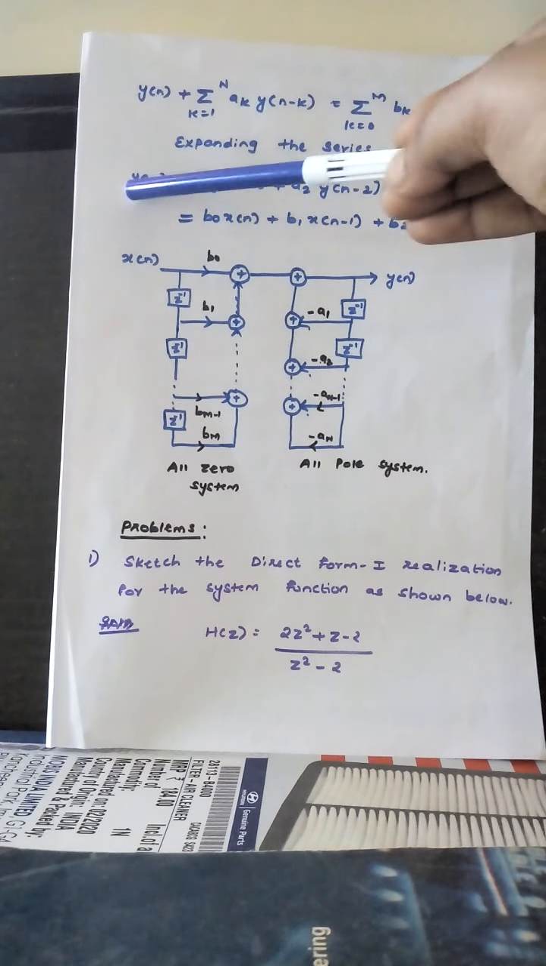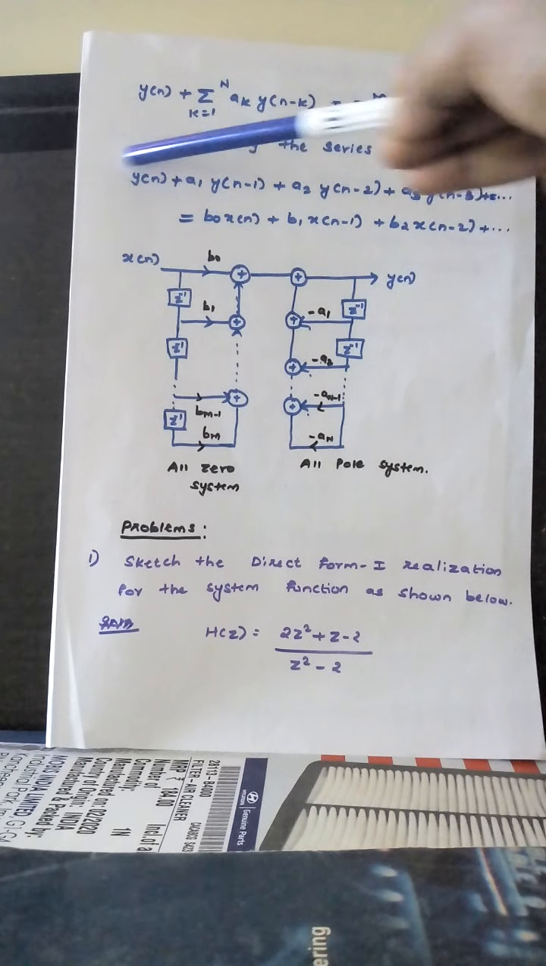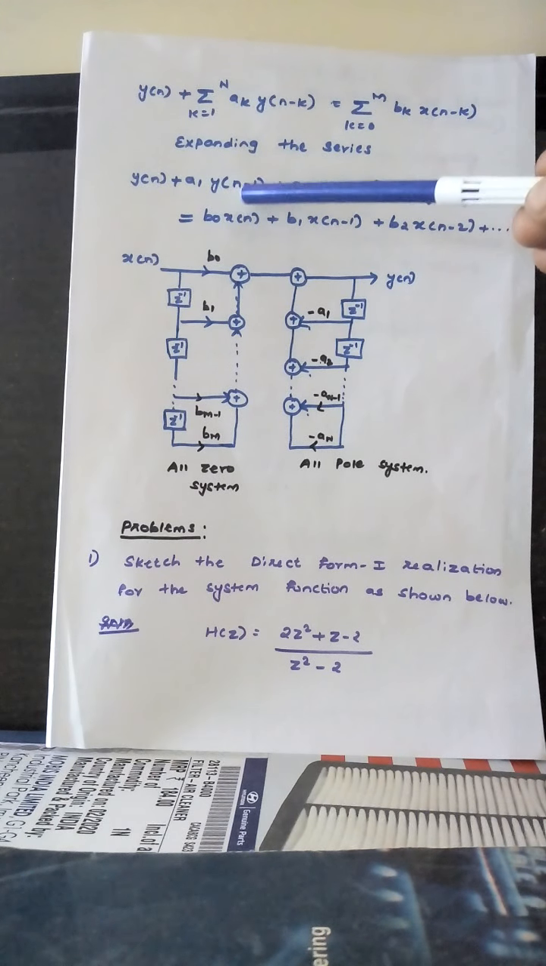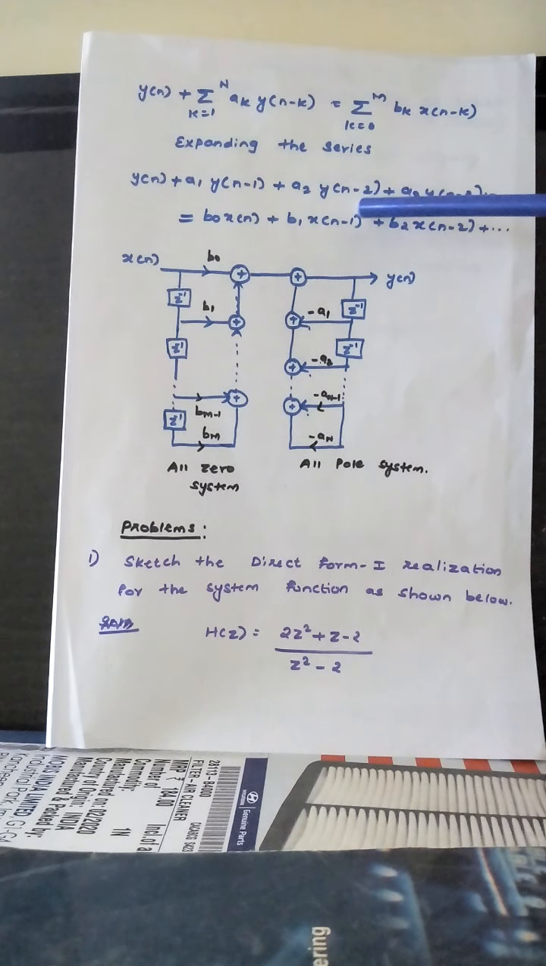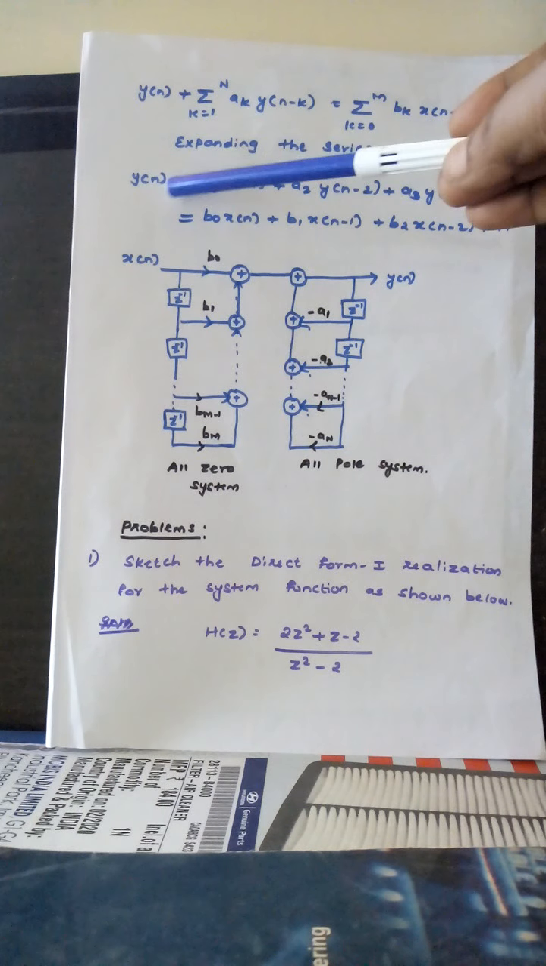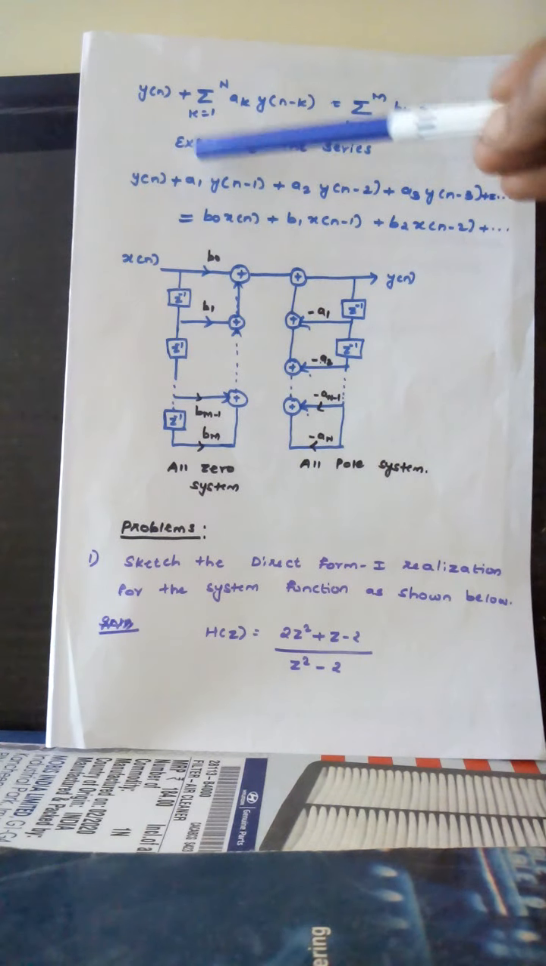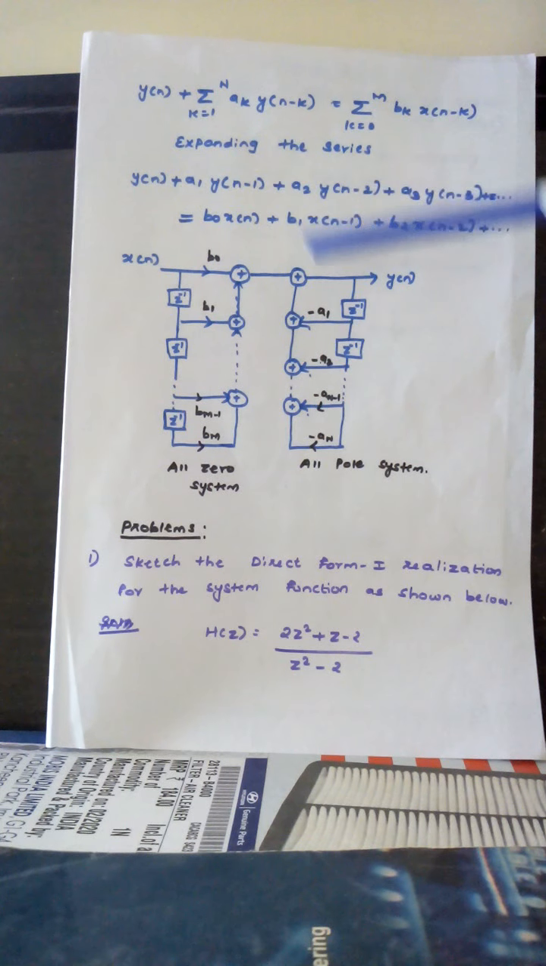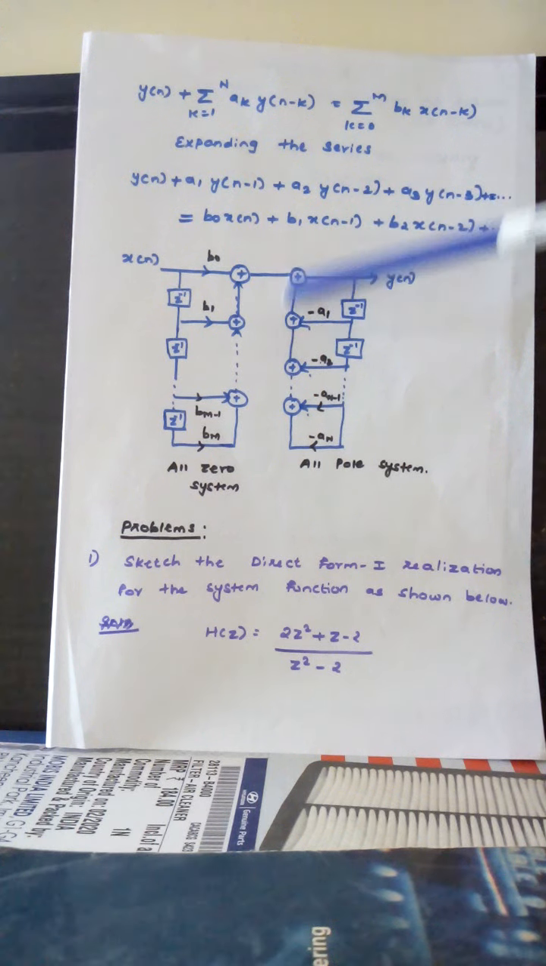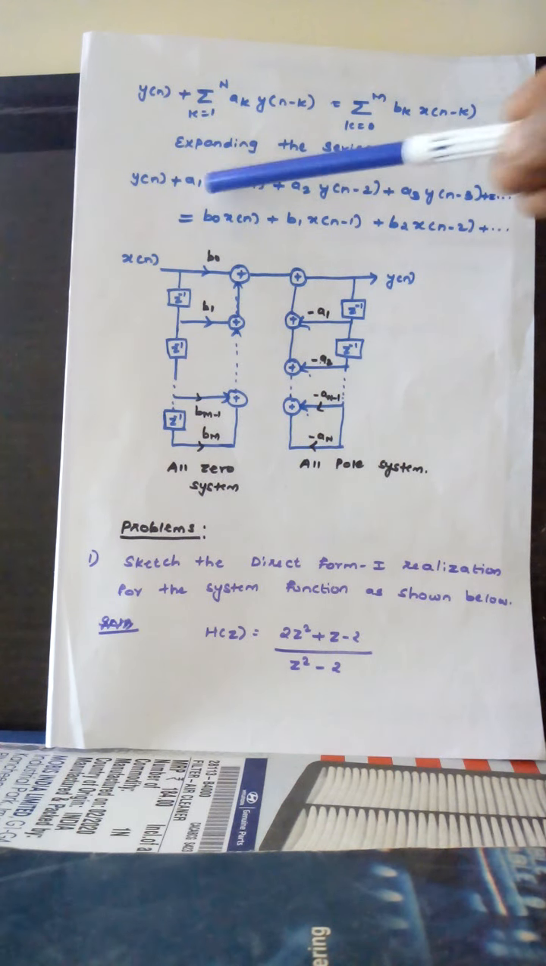Similarly, if you are drawing for the output term, we are getting y of n plus a1 into y of n minus 1 plus a2 into y of n minus 2 plus a3 into y of n minus 3 up to the last term. In this output term, if you are getting a positive, you have to take a negative value. If you are getting a negative value, you have to take a positive value. So the sign change is compulsory in the denominator term, that is the y term here.